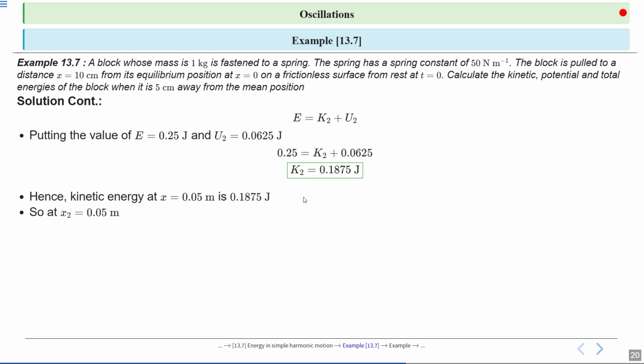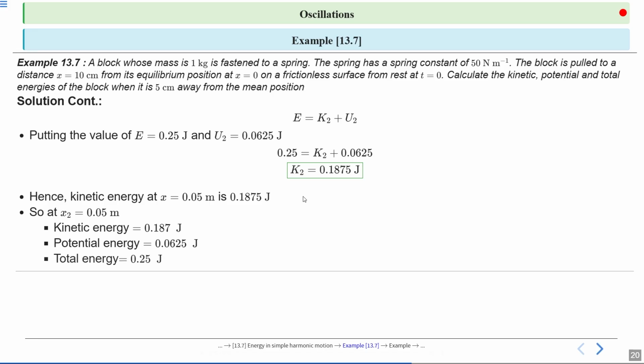So at x2 equal to 0.05 meter, kinetic energy is equal to 0.187 joule. Potential energy is 0.0625 joule. This is much less than the kinetic energy here, which makes sense because the spring is less stretched or compressed at this point. Total energy is equal to 0.25 joule.